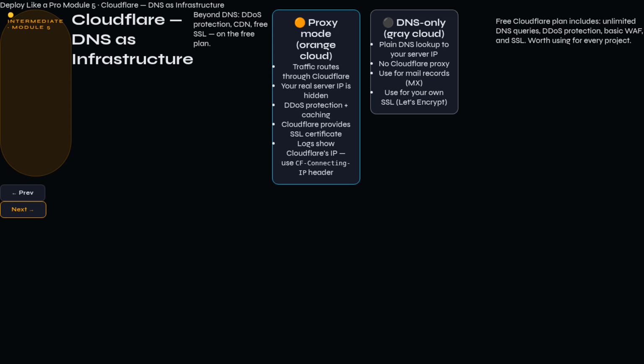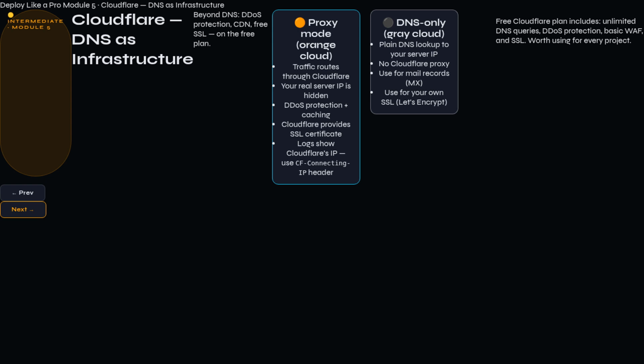Your server gets Cloudflare's IP in the request, not the user's IP. Handle this with the CF-Connecting-IP header or configure Nginx to trust Cloudflare's IP ranges. DNS only mode, Gray Cloud. The record is served as a plain DNS lookup to your server's IP. No proxy. Use this when the proxy would interfere with your setup, e.g., for custom SSL certificates, some mail records.